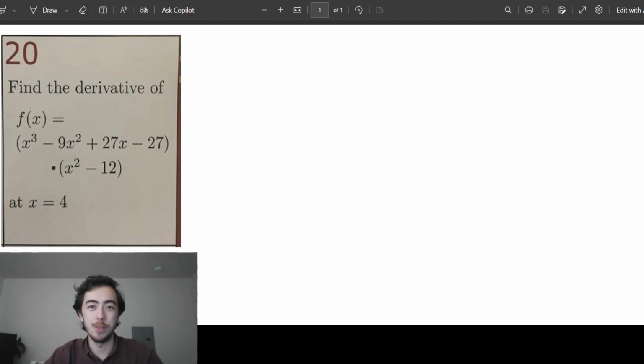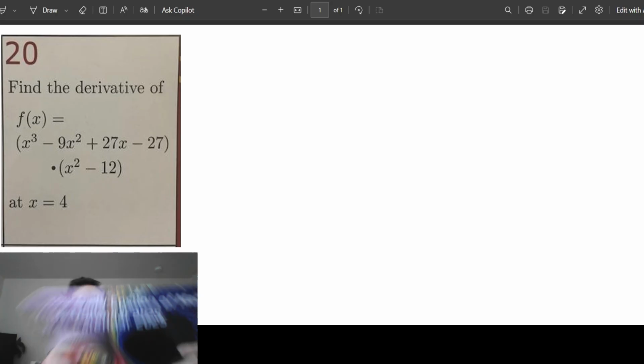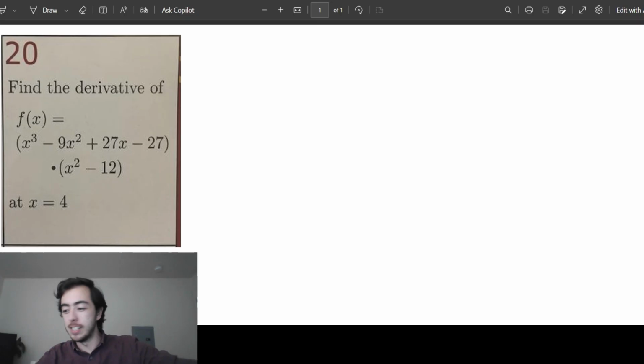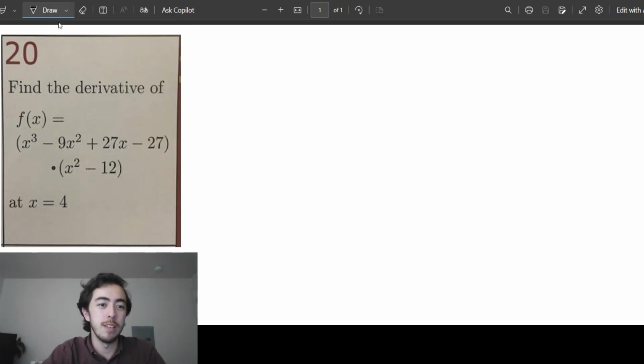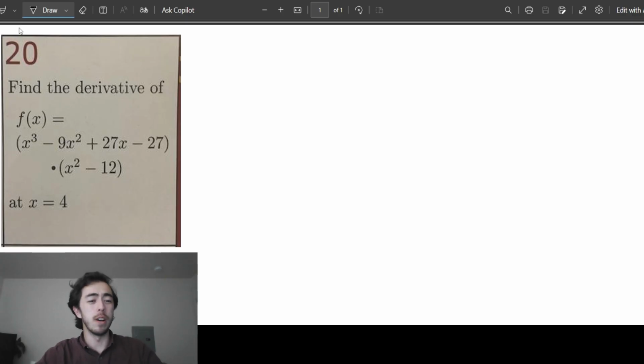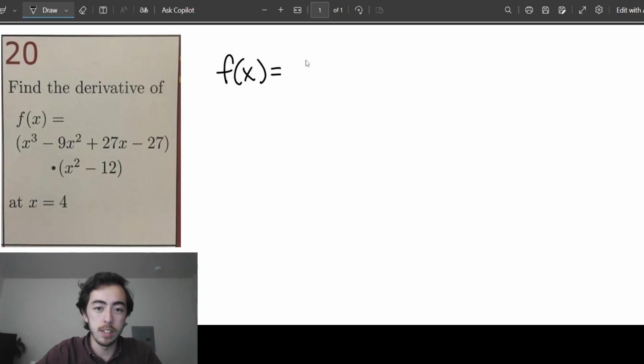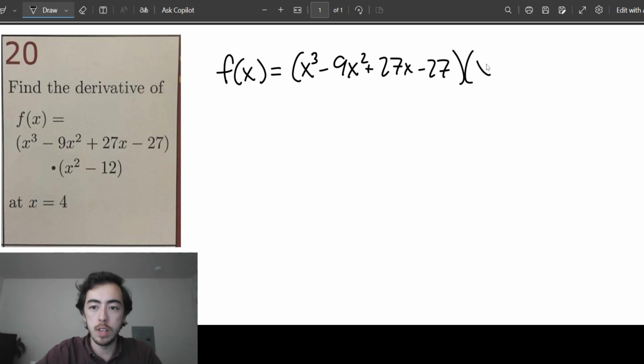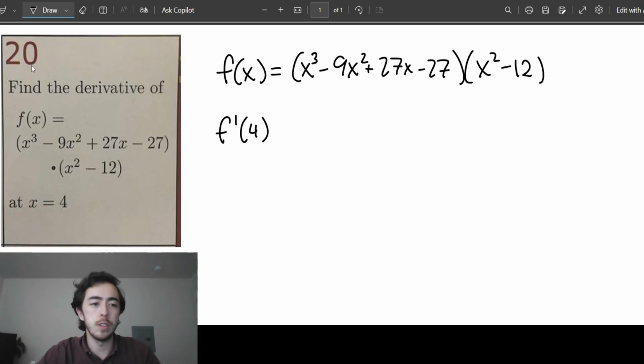Today's September 20th, and we're solving problem 263 from the Daily Epsilon calendar. Today is an intro to calculus, Calculus 1 type of question. We're just finding the derivative of this function, f of x is equal to some cubic, x cubed minus 9x squared plus 27x minus 27, times x squared minus 12. We need to find the derivative of this function at x equals 4, so we're trying to solve for f prime of 4. And the answer today should be 20 because that matches today's date.